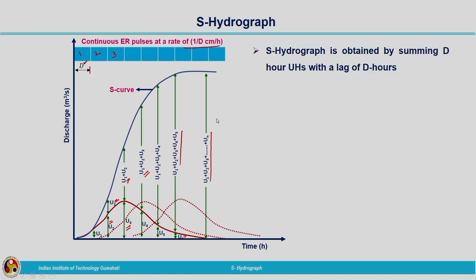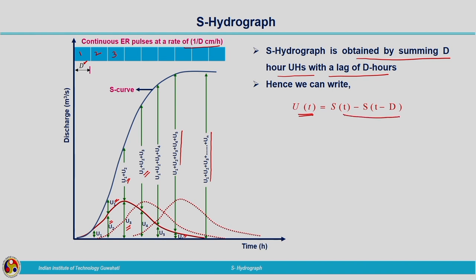This is our S curve. Mathematically, we can represent that it is obtained by summing up unit hydrographs with a lag of Dr hours. We know u of t is the unit hydrograph. Consider the second point, where the ordinate is u1 plus u2, representing the ordinate of the S-hydrograph. At the third point, it is u1 plus u2 plus u3. Taking the difference, u1 plus u2 plus u3 minus u1 plus u2, gives u3, the ordinate of the unit hydrograph corresponding to that particular time interval.